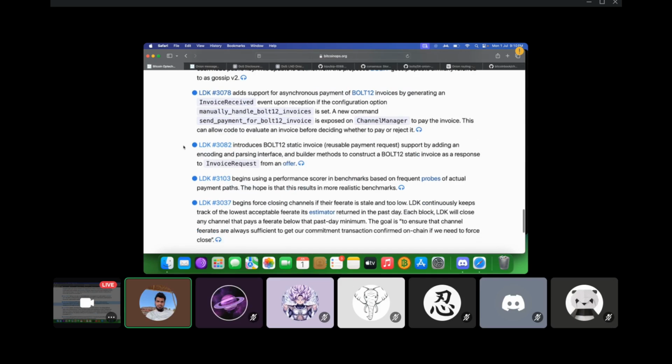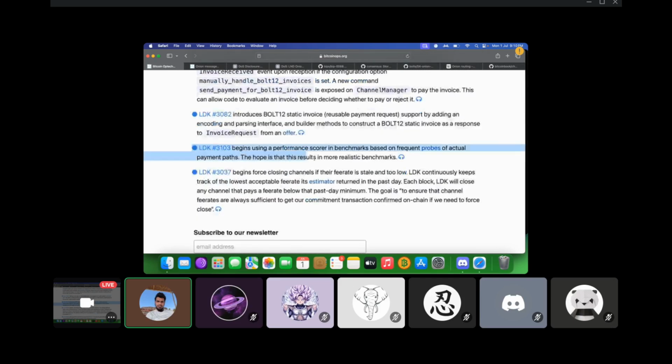Yeah, this is easy. LDK PR number 3103 begins using a performance scorer in benchmarks based on frequent probes of active payment paths. The hope is that this results in more realistic benchmarks, all right? So basically, when your node is trying to make a payment, it does not have a direct channel established with the person to whom you're trying to make a payment.